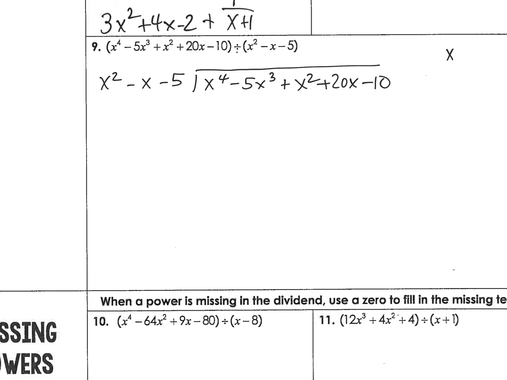Biggest term, x to the 4th divided by x squared, because this divided by this is x squared. So it goes here over the same x squared term. Now we multiply it out.